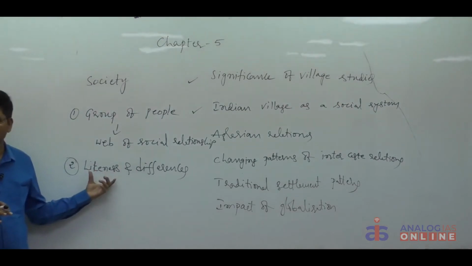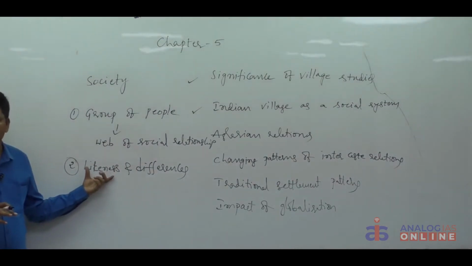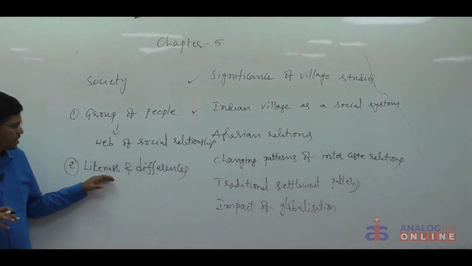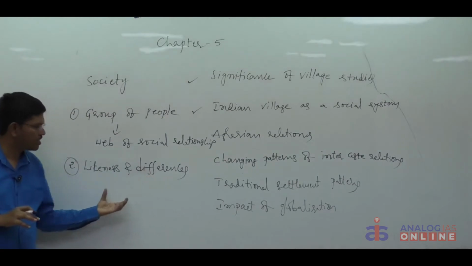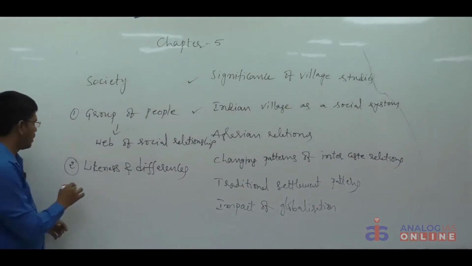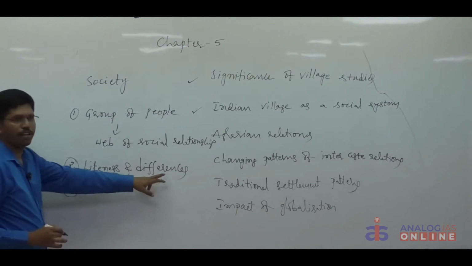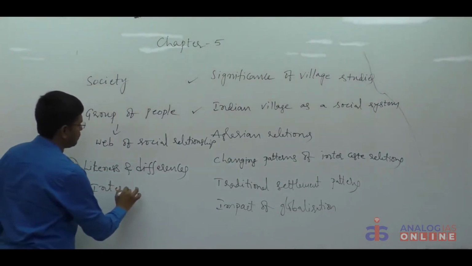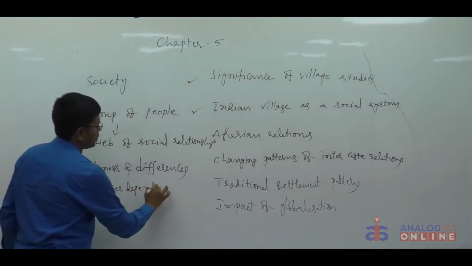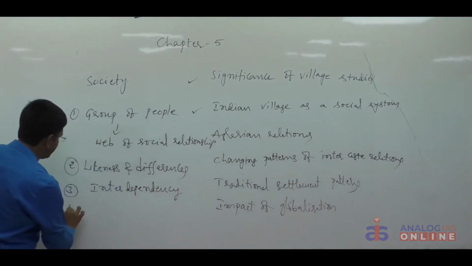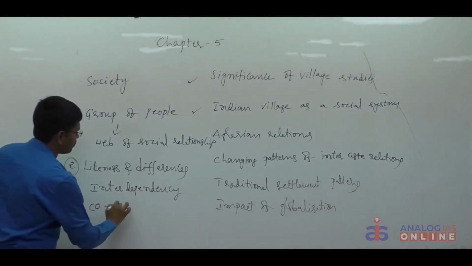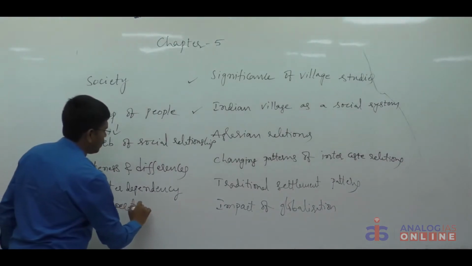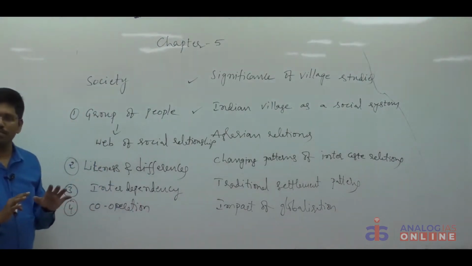But likeness is the major factor that has to be considered. The presence of differences is required. The presence of likeness is required. But the presence of differences is subordinated to likeness. The third one is interdependency. Whenever there is presence of differences, there will be creation of interdependency. Whenever there is interdependency, it leads to cooperation. Cooperation leads to formation of a stable group.